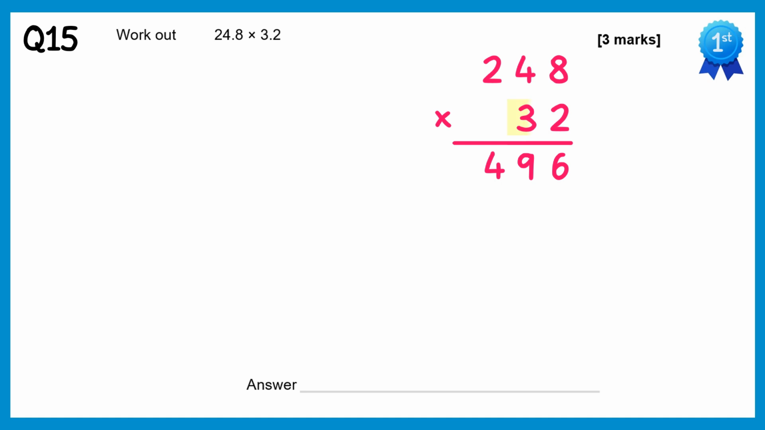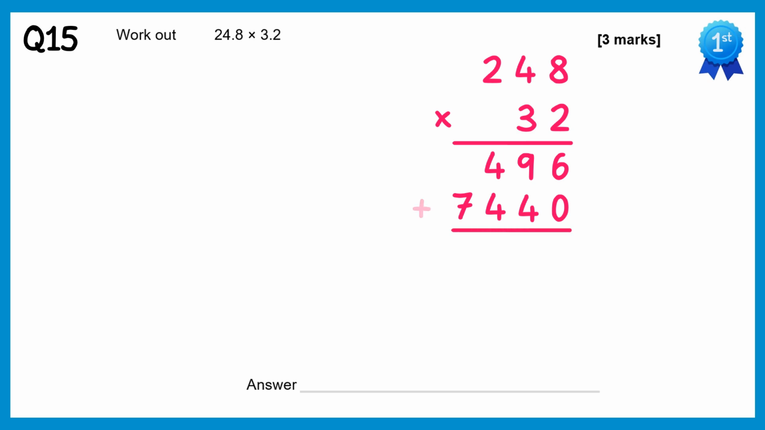Now we move on to this 3 here, but this 3 represents 30, so we put down a 0 placeholder. Now do 3 8s, which are 24, 3 times 4, which is 12, then add this 2 to get 14, and 3 times 2 is 6, add the 1 to get 7.